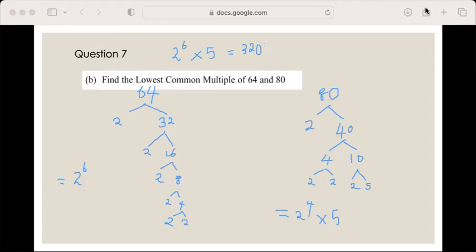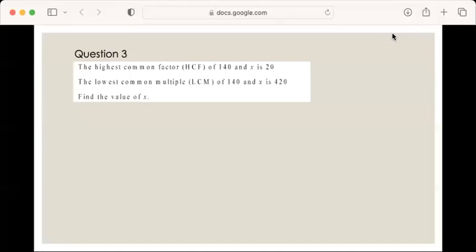Okay, let's move to now question number 3. As I said, it is also related to LCM and HCF, but it is a different style, different type of question. Right, let's look at question 3. The highest common factor of 140 and x is 20. Right, now what does this question say? Here, you don't have to find the highest common factor, but the highest common factor is given. The lowest common multiple of 140 and x is 420. Find the value of x.